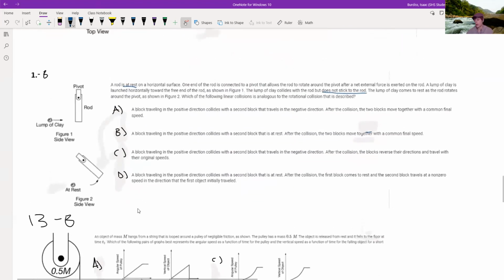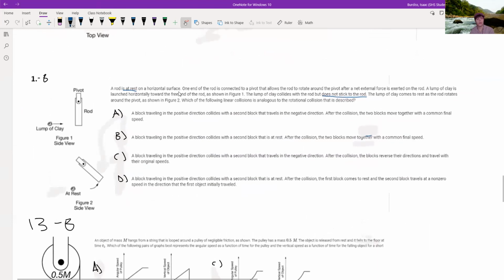Took long enough. All right, now let's look at this one. This one doesn't have any numbers, and we just have to think about what it is. A rod is initially at rest. It is connected to a pivot that allows it to rotate. A lump of clay is thrown at it, and the lump of clay does not stick to the rod. The lump of clay eventually comes to rest. In figure 2, what linear collision is analogous to the rotational collision? That just means, if it was linear, it'd be like this. That's what it means.